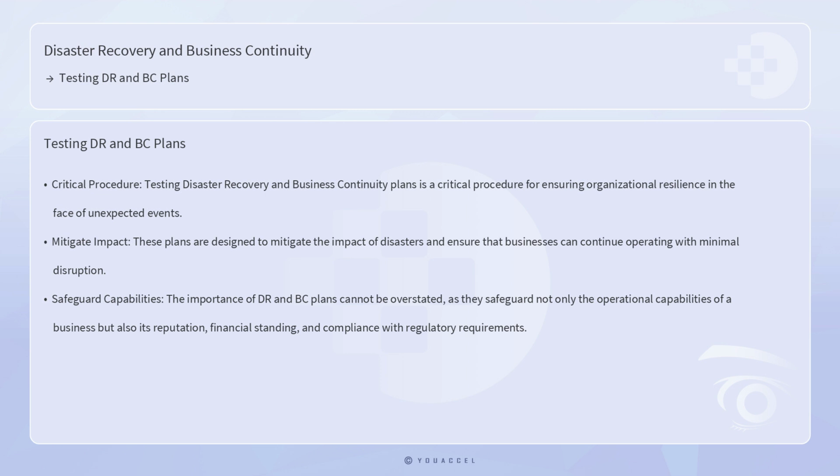Testing disaster recovery and business continuity plans is a critical procedure for ensuring organizational resilience in the face of unexpected events. These plans are designed to mitigate the impact of disasters and ensure that businesses can continue operating with minimal disruption. The importance of DR and BC plans cannot be overstated, as they safeguard not only the operational capabilities of a business, but also its reputation, financial standing, and compliance with regulatory requirements.